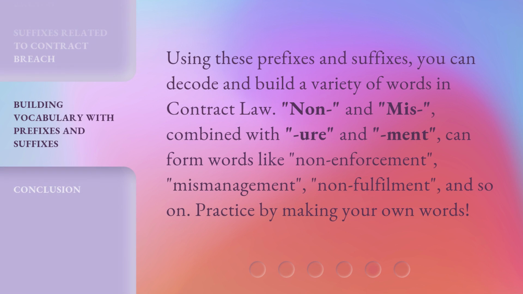Using these prefixes and suffixes, you can decode and build a variety of words in contract law. Non and mis, combined with ure and ment, can form words like non-enforcement, mismanagement, non-fulfillment, and so on. Practice by making your own words.